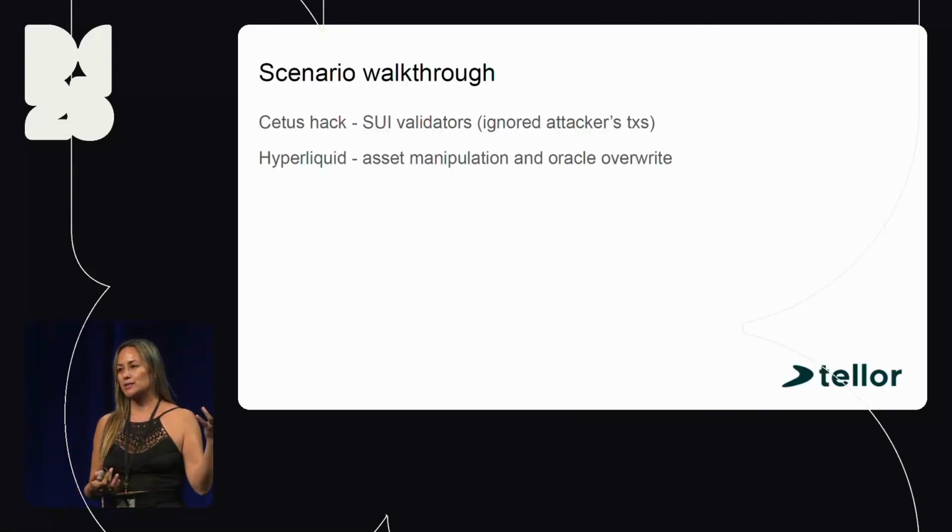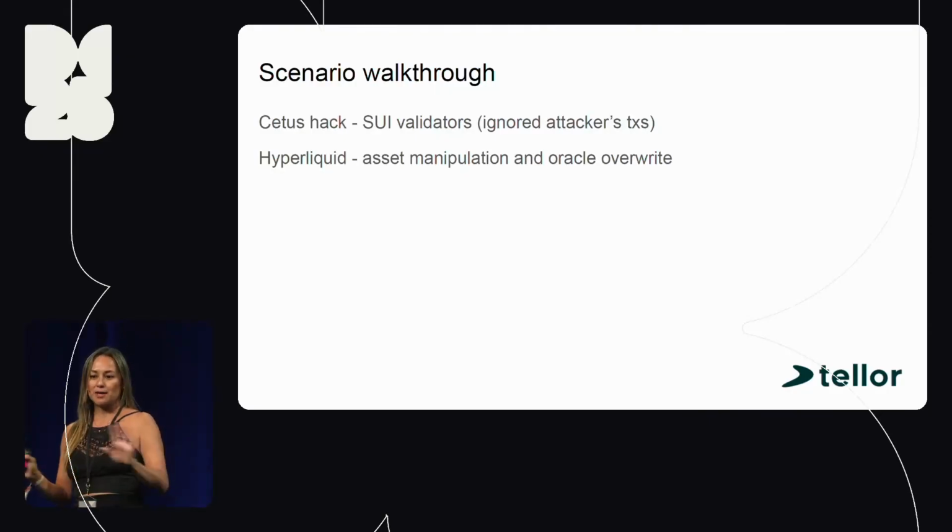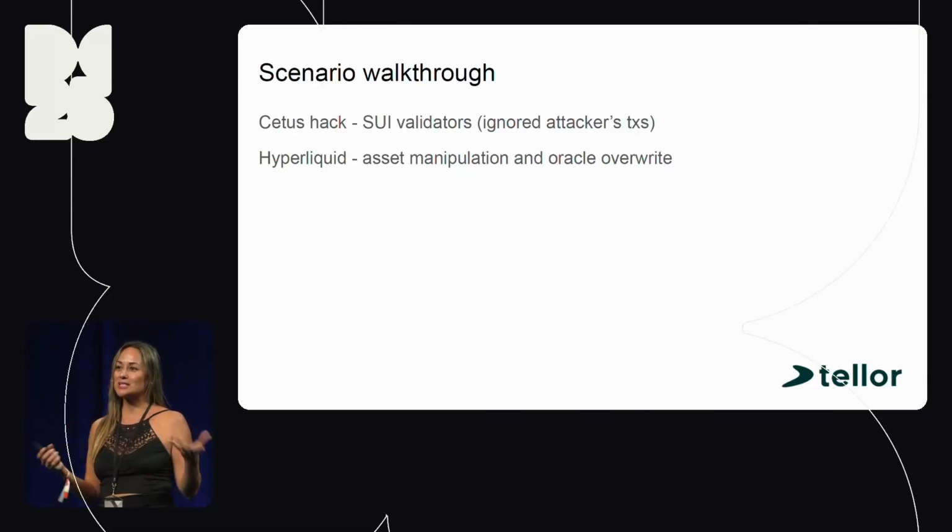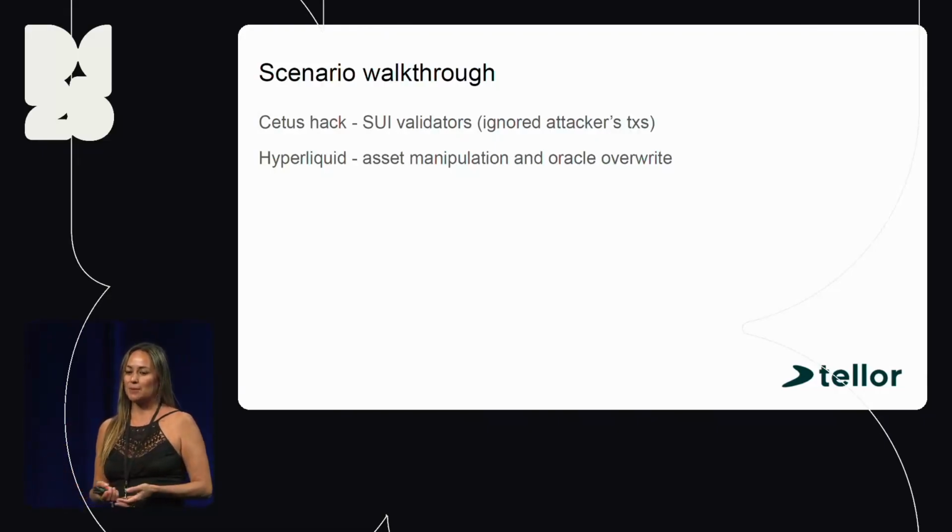So a couple of weeks ago, there was this hack. Cetus is an exchange on Sui, and they got hacked for about 230 or 260 million, and they basically stopped the bleeding by all the validators from Sui deciding to ignore the attacker's transactions. And I'm not saying that this was right or wrong, but this is something that they were able to do.